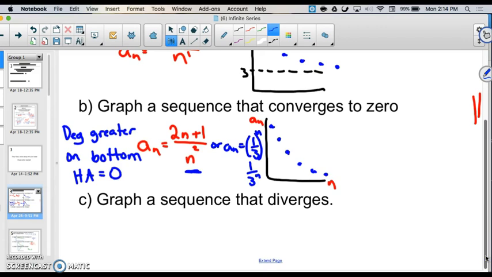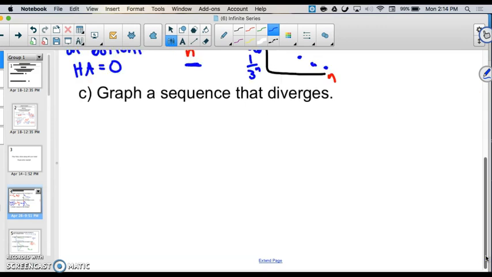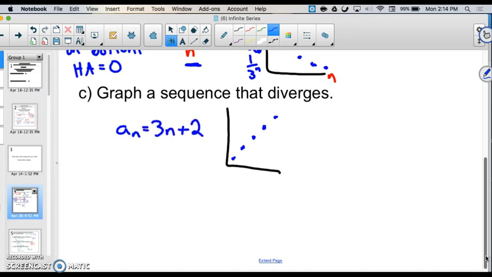Finally, graphing a sequence that diverges, that could be anything that's not converging to 0. So one example could look like points making a line going up. So it could be linear. There's a lot of different options for diverging. But one possibility could look like 3n plus 2. And that would be a sequence that is diverging.